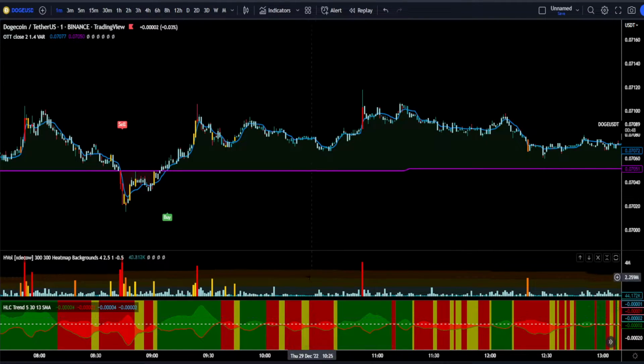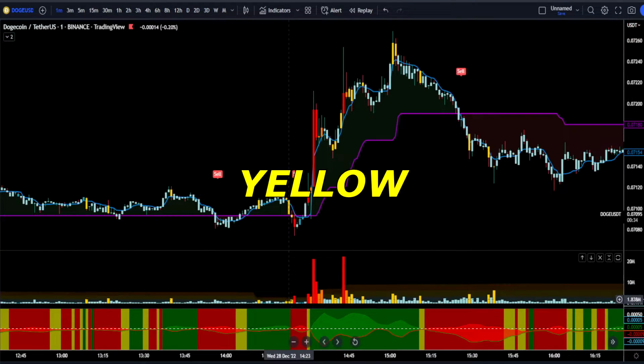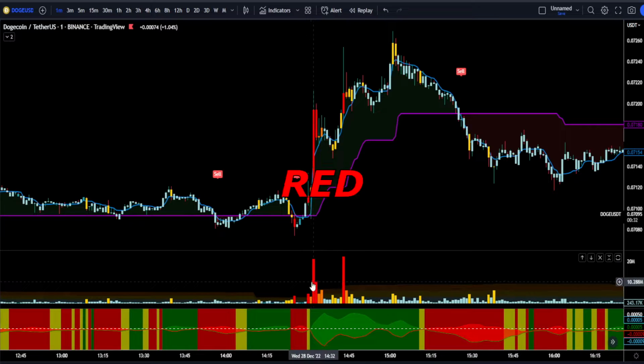And finally, we have our heat map volume indicator, which is really important in this strategy as it prevents a lot of false signals issued by these 2 indicators. For example, if the volume in the market is higher than usual, the histogram will either be colored in yellow, orange, or red. These are the only times when we can take a trade, because we do not want to be entering trades when the volume is low.